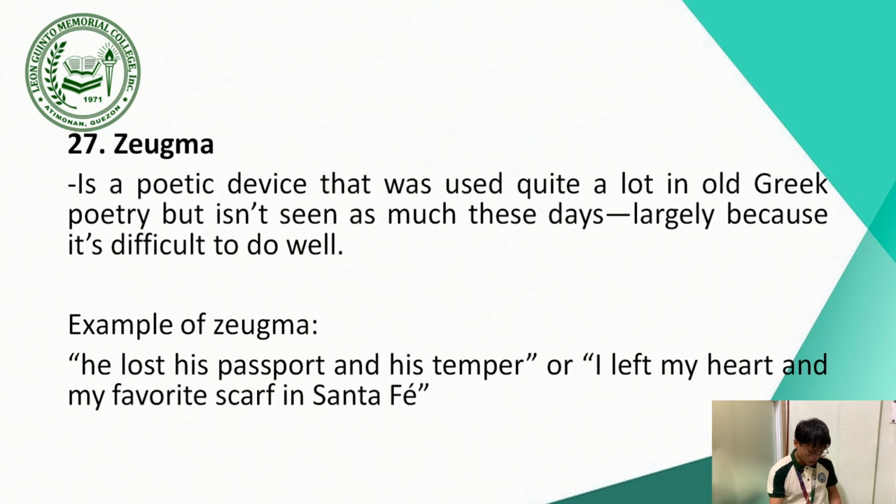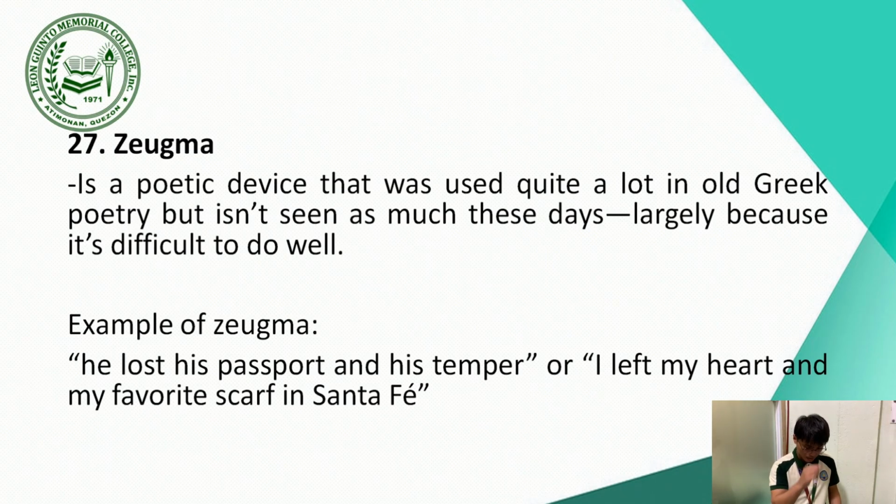Okay. Last word is zeugma. So a zeugma, as well as being your new secret weapon in Scrabble, is a poetic device that was used quite a lot in ancient Greek poetry but isn't seen as much these days, largely because it's difficult to do well. It's when a poet uses a word in one sentence to mean different things, often one literal meaning and one figurative meaning.